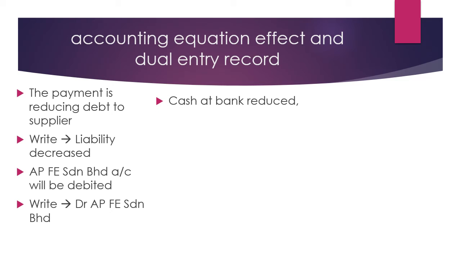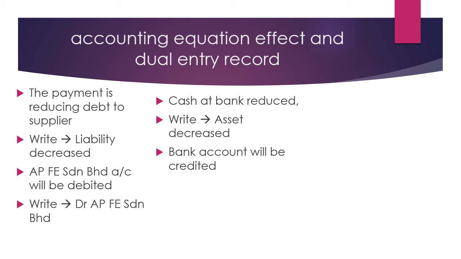When you make the payment, of course the cash at bank has been reduced. Cash at bank is classified as an asset, so you will write asset decreased. Whenever an asset decreases, the account will be credited, so your bank account will be credited. So you will write CR bank or CR cash at bank.